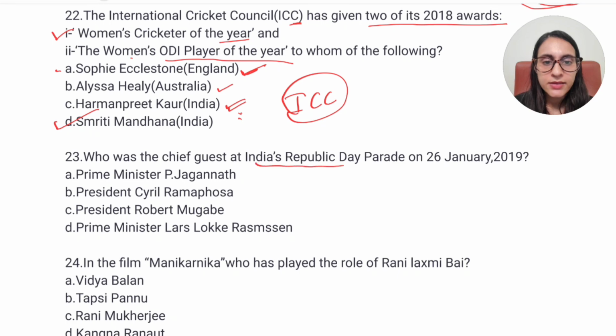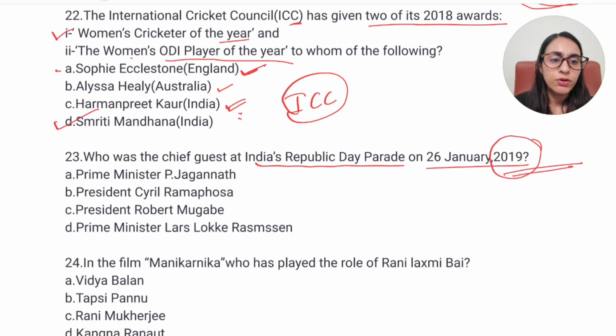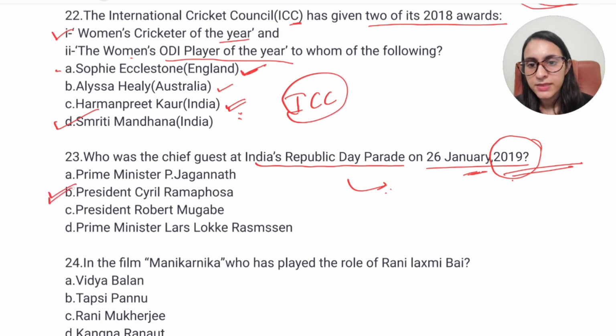Who was the chief guest at India's Republic Day Parade on 26th January 2019? Again, this paper was in 2019, so remember the current year, you have to see the current year things. So they have asked about the chief guest in 2019, 26th January. The answer is the chief guest at the Indian Republic Day Parade on 26 January 2019 was President Cyril Ramaphosa, who is the President of South Africa.